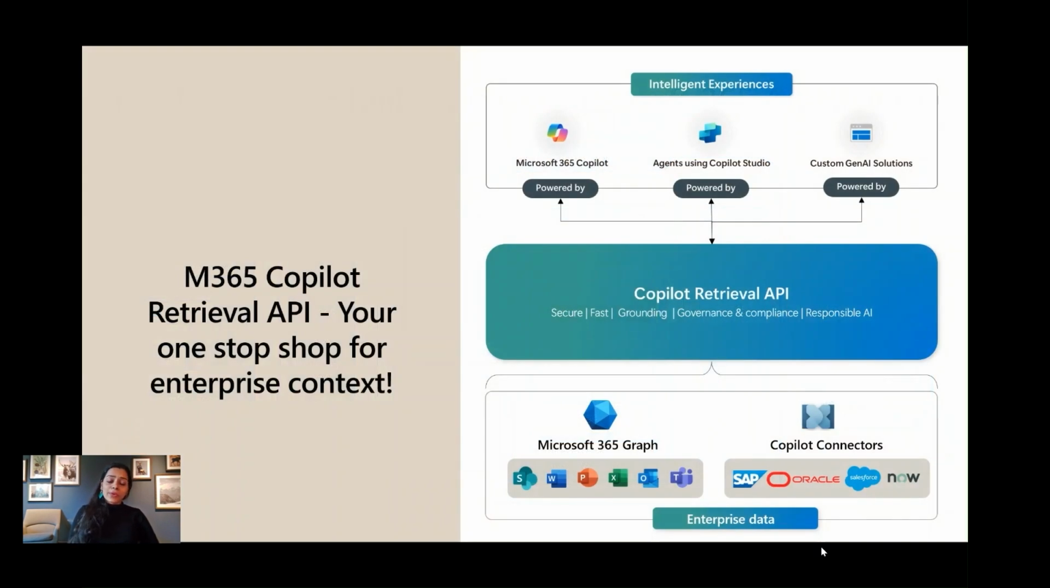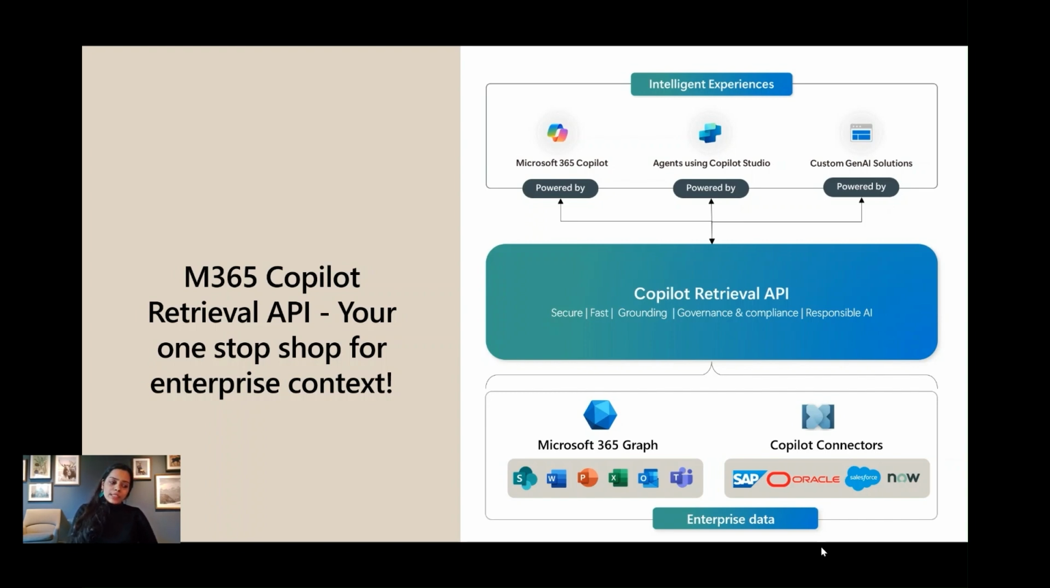The M365 Copilot Retrieval API is your one stop shop for all enterprise context. It powers your agents with grounding from both M365 data sources powered by Microsoft, as well as external sources like SAP or ServiceNow or Oracle through Copilot connectors.